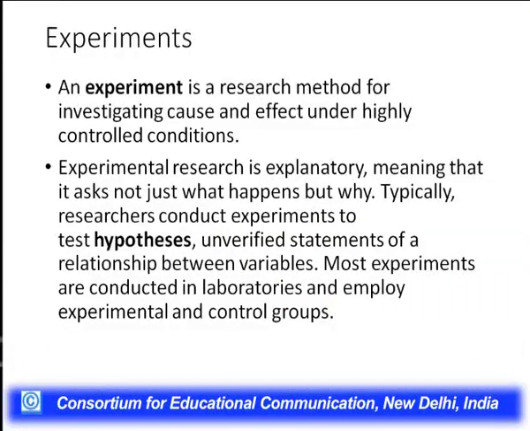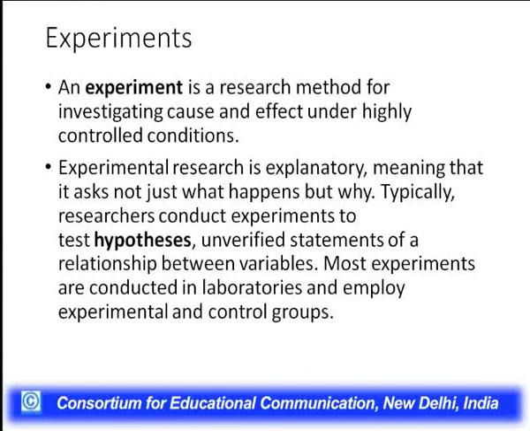Then we have the second method of quantitative research, which is the experiment. An experiment is a research method for investigating cause and effect under highly controlled conditions. So, the experiment comes in directly from the natural sciences, where you conduct an experiment in the laboratory to arrive at a certain relation between a certain cause and certain factors which are responsible for the cause. Experiment results are explanatory, meaning that it asks not just what happens but why. Typically, researchers conduct an experiment to test hypotheses, unverified statements of relationship between variables.